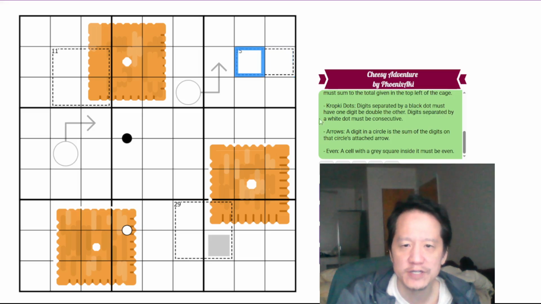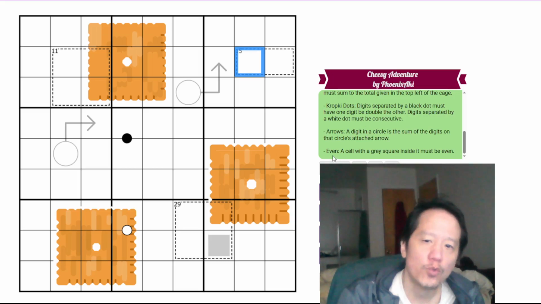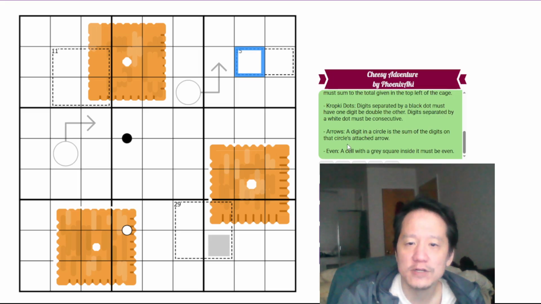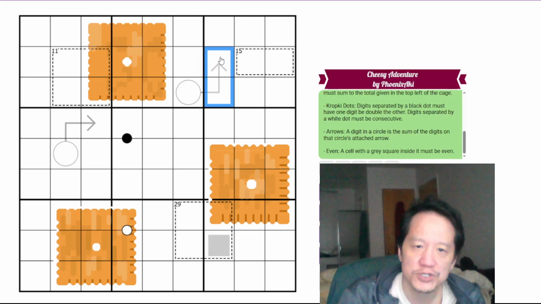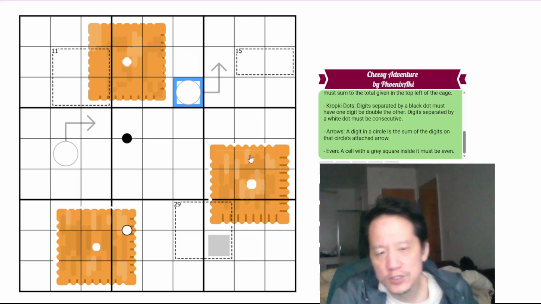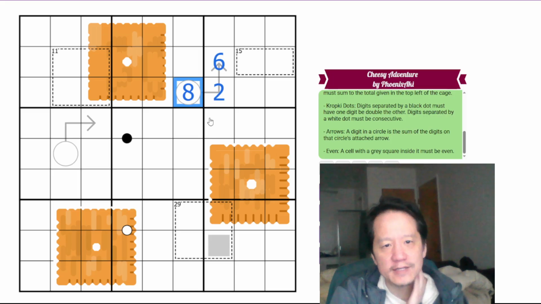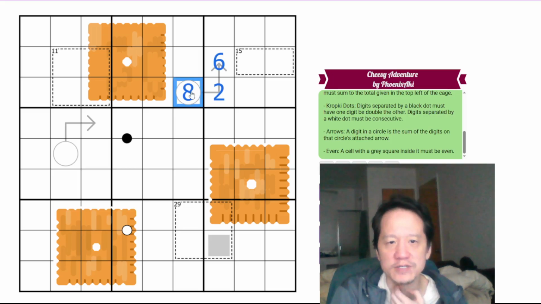We already did crocky dots, and now we have arrows, where a digit in a circle is the sum of the digits on that circle's attached arrow. Okay, that's a fine way of putting it. So if this were, say, 2 and 6, this would have to be 8, because the digit in the circle must be the sum of the cells that are along the arrow that's attached to the circle. And that's how arrows work.